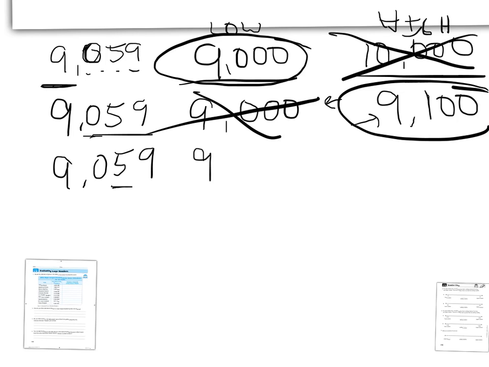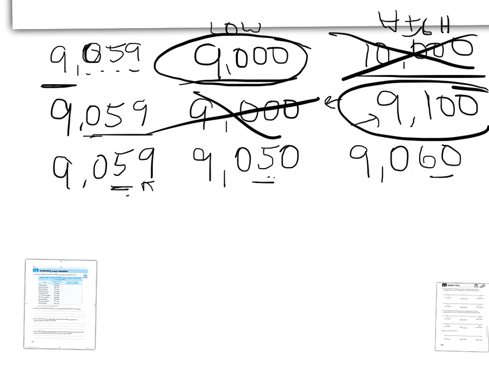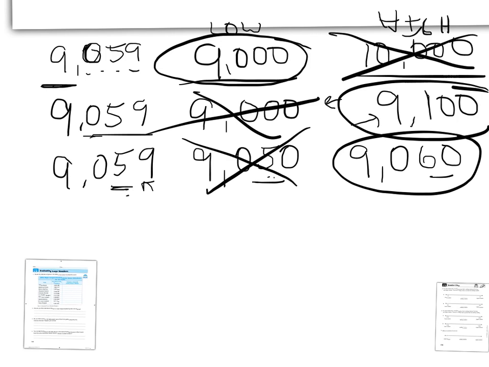Next one, we're going to round the 5. So we keep the 9 and the 0 the same. We go to the 5 and make everything after a 0. Okay, so that would give us our low. And now we're going to make the 9 and make the 0, but this time we're going to move the 5 up to a 6 and make everything after a 0. So is 9,059 closer to 9,050 or 9,060? If you look, you're only 1 away from 60 and you're 9 away from 50. So this would be your best rounding answer.